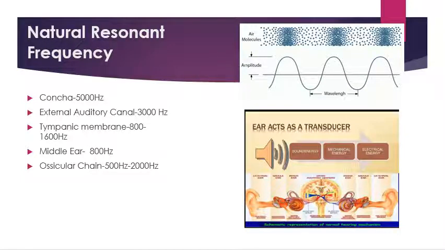So there is a resonant frequency. This is a particular frequency which travels through the external auditory canal. It will have a resonant frequency of around 3000 hertz. So the other frequencies will be cut out. The tympanic membrane will have a resonant frequency of 800 to 1600 hertz. The middle ear will have 800 hertz. The ossicular chain will have 500 to 2000 hertz.